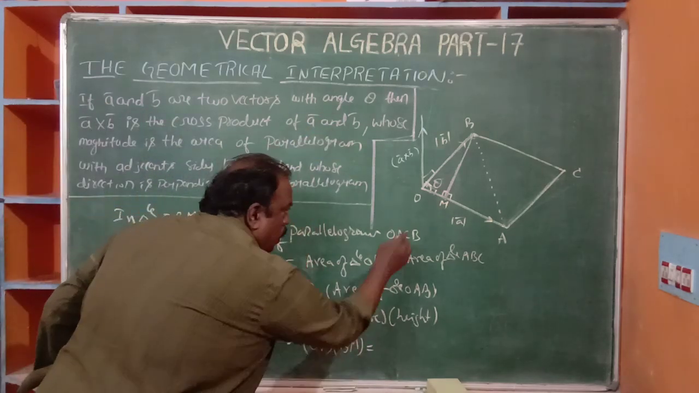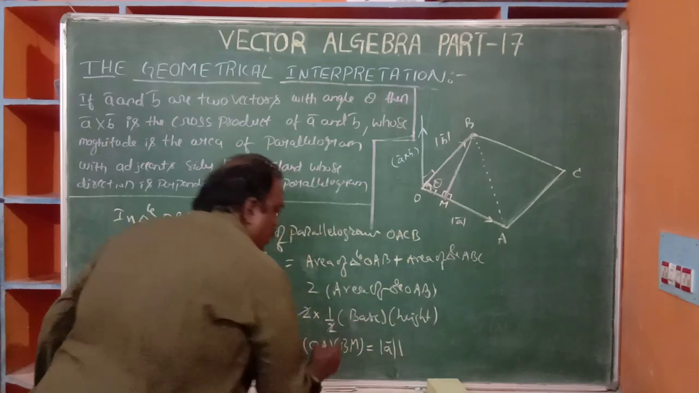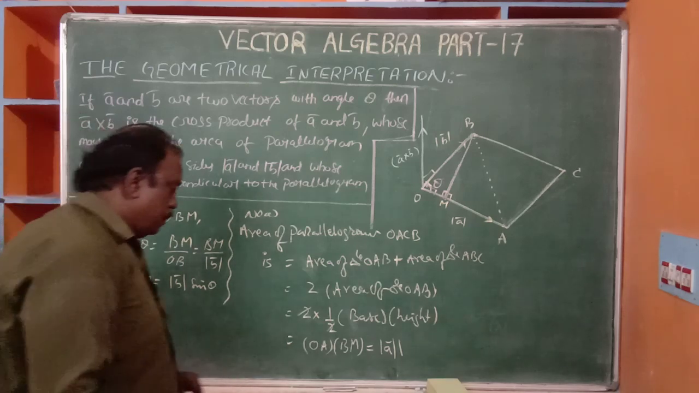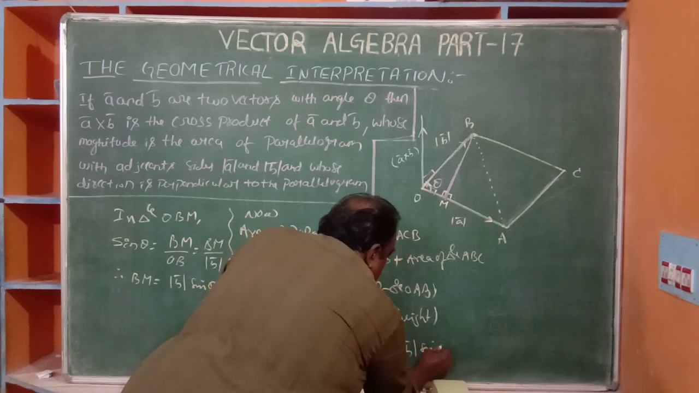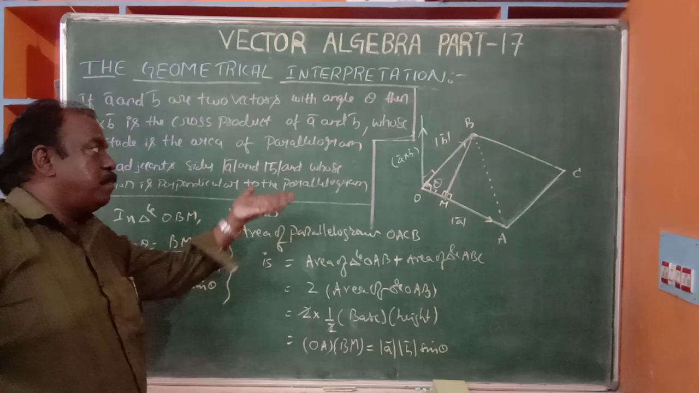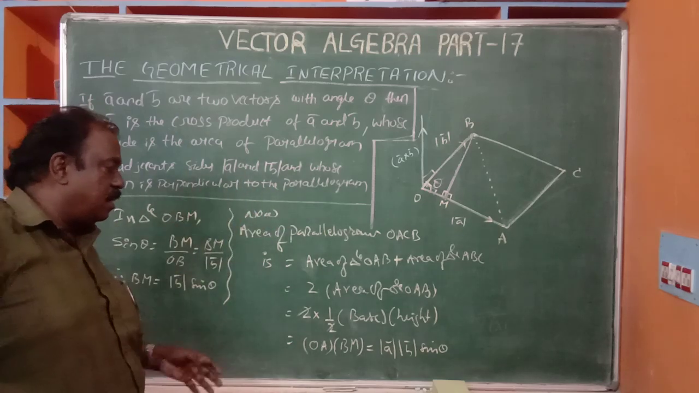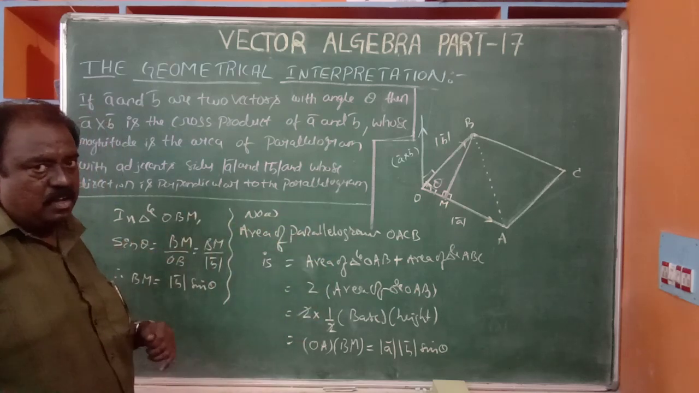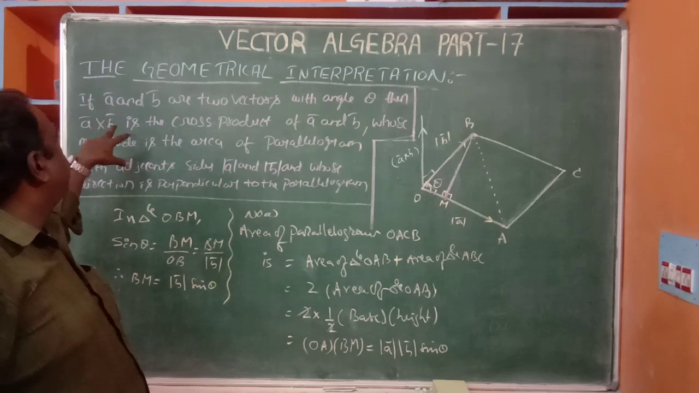What is OA? OA is the length of the vector, mod A bar. What is BM? BM is already there, mod B bar sin theta. So the area of parallelogram whose adjacent sides are mod A bar, mod B bar is mod A bar, mod B bar sin theta. Now you read it.